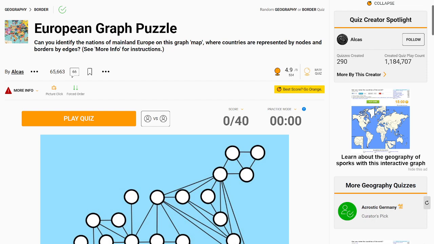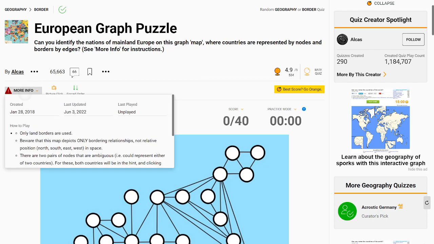So today I have got a Sporcle quiz for you guys. It is called a European graph puzzle. Can you identify the nations of mainland Europe on this graph map, where countries are represented by nodes and borders by edges? See more info for instructions. It was created a few years ago, but it was updated last year. As you can see, I haven't played it yet. I know that there's a few videos out there of people playing this quiz, but I have not attempted it yet. So how to play?